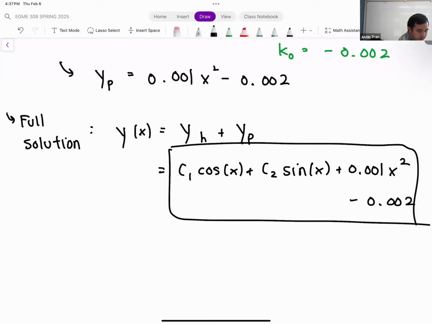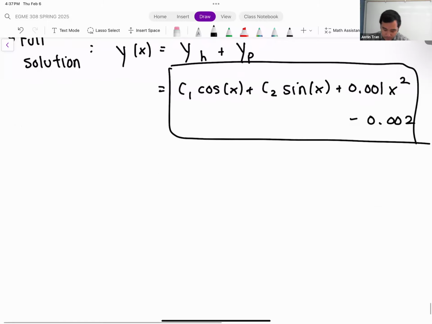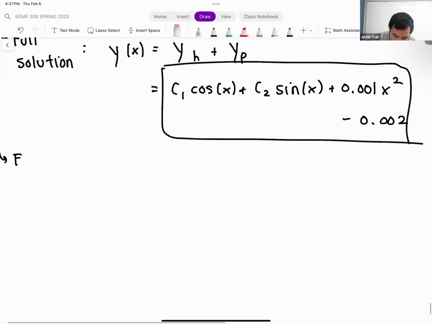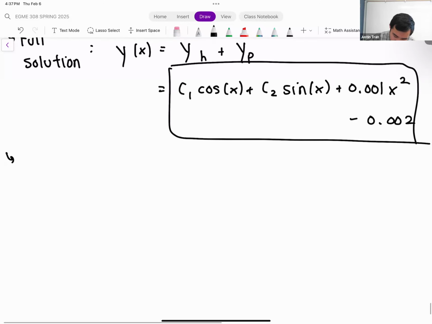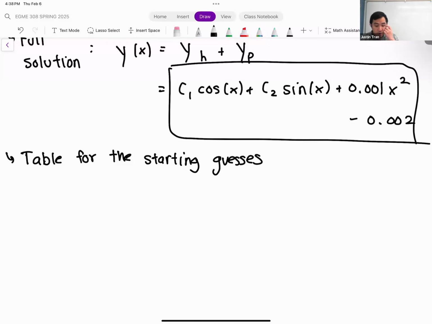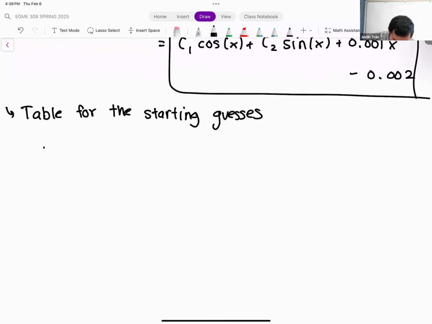Before we do the next example, let me write out what your guesses should be. This will be a table for the starting guesses for your particular solution based on the form of your non-homogeneous term.